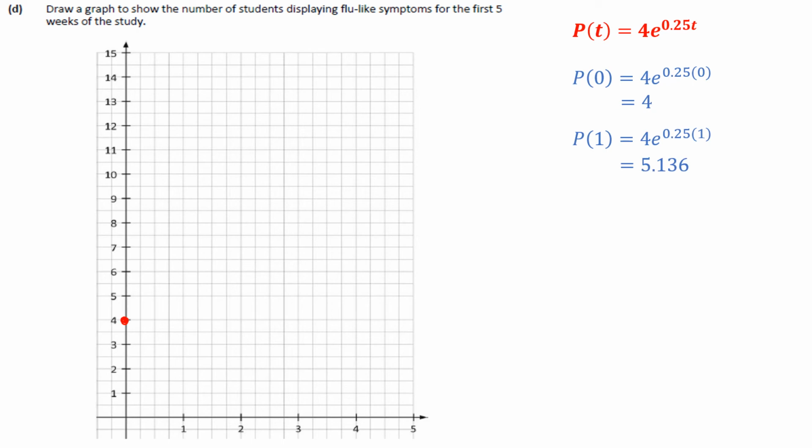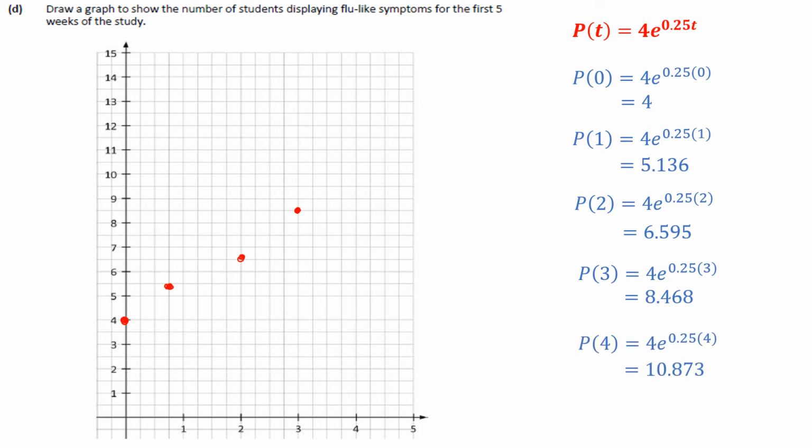That gives us 5.31, so about 5.3 about there. Our next one, when t is 2, gives us 6.59. It's about 6.6, so about there. Our next one, when t is 3, we end up with 8.46, so about 8.5ish, about there. Oh, my 2 point disappeared. So 2 and 6.6, about there.